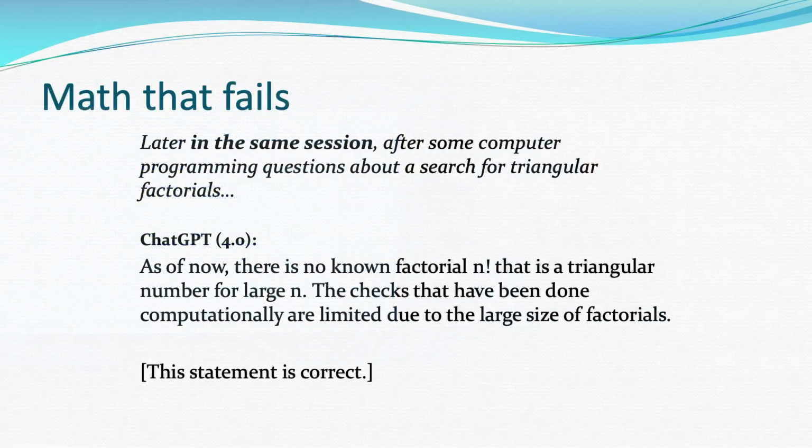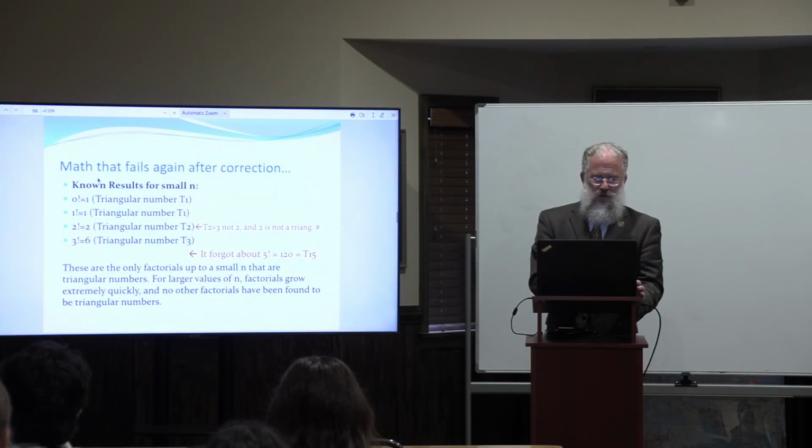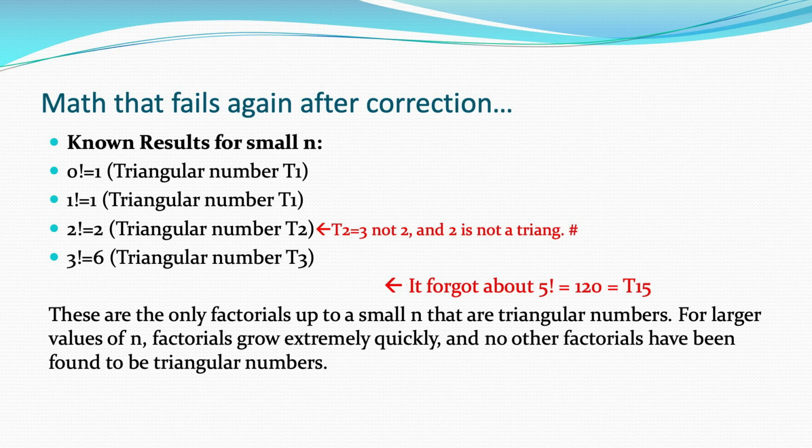Then I ask it some questions about how you'd make a computer program to see if there's any more of these numbers. And I come back around to my same subject in the same session. And it says, as of now, there is no known factorial that is a triangular number for large n. Checks that have been done computationally are limited due to the size of factorials. And that's correct. So it summarizes what it's found out. And it says, these are the known results.